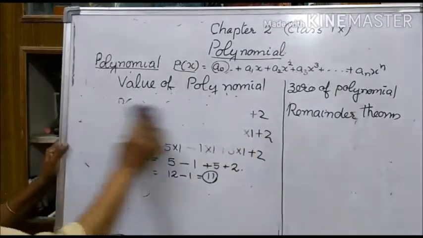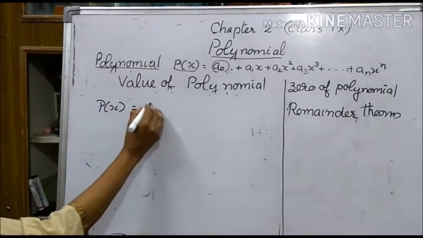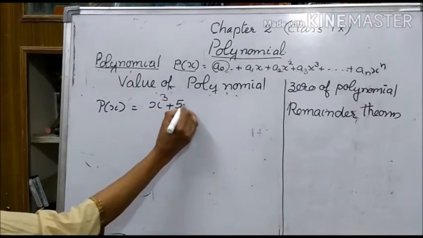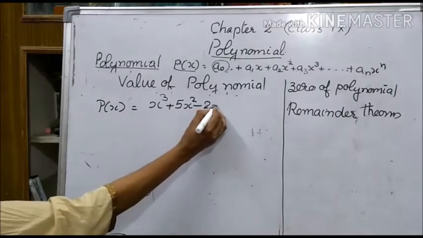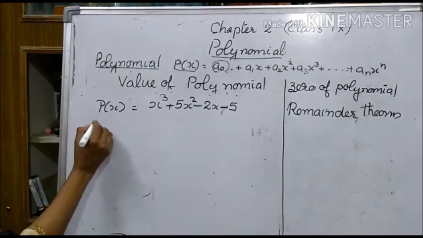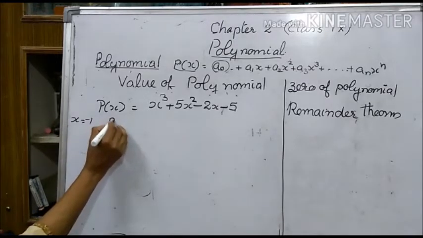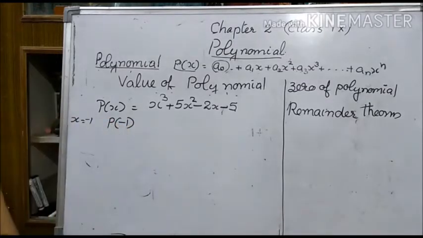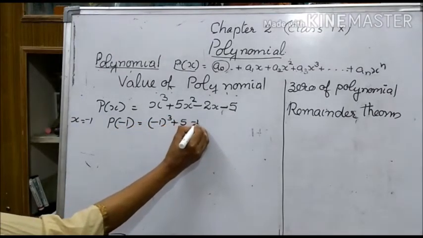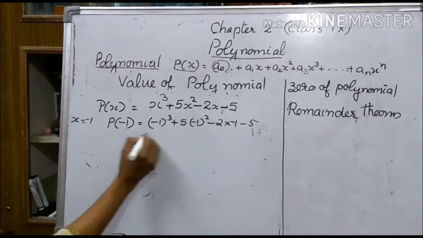One more question. P of x equal to x cube plus 5x square minus 2x plus 5 minus 5. Here find the value of the polynomial when x equal to minus 1. So what we will do, in the place of x we will put minus 1. That is minus 1 cube plus 5 into minus 1 square minus 2 into minus 1 minus 5.